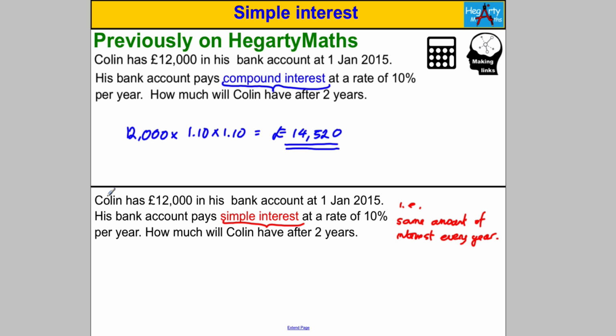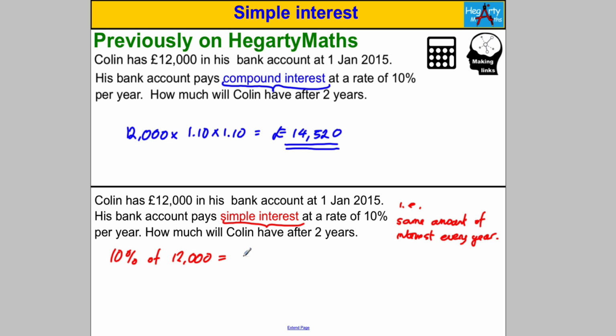So what you do in a simple case like this is you work out how much interest he should get, i.e., you work out 10% of 12,000, and then he gets that amount every single year. So the first thing you would do is you would do 10% of 12,000.